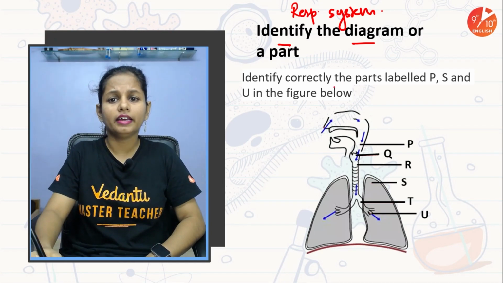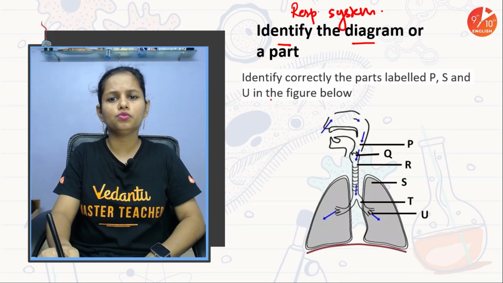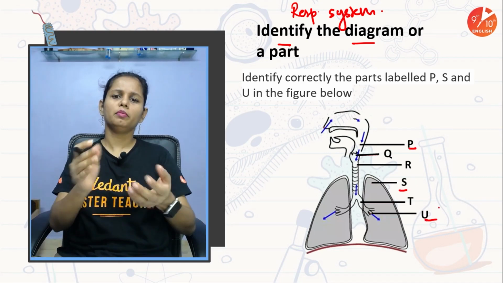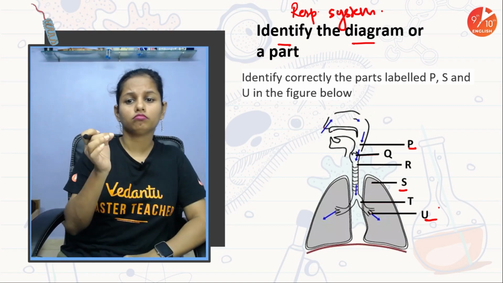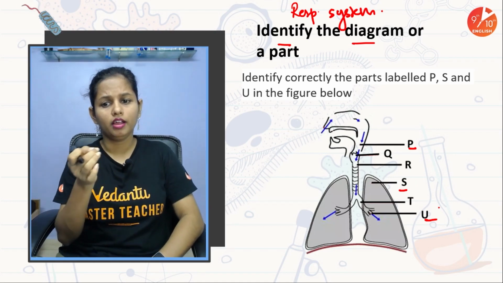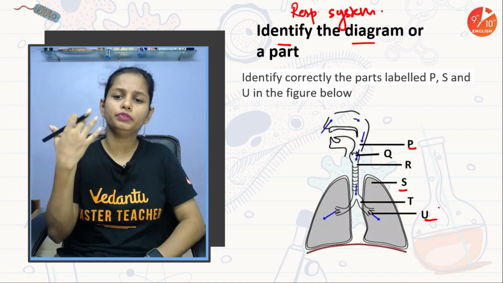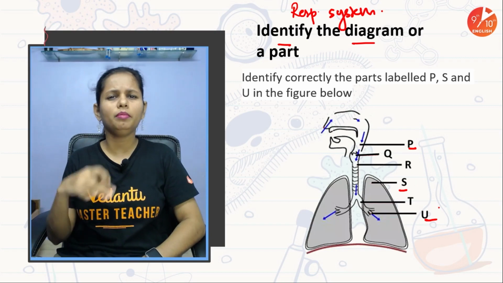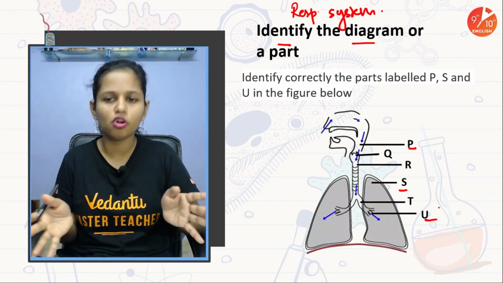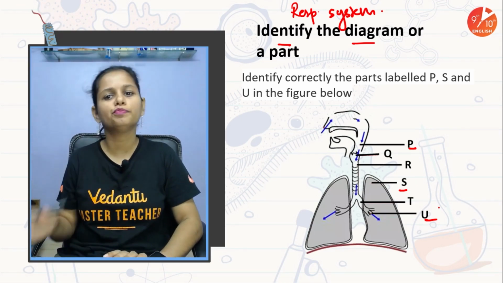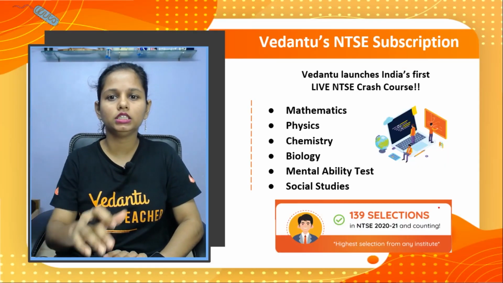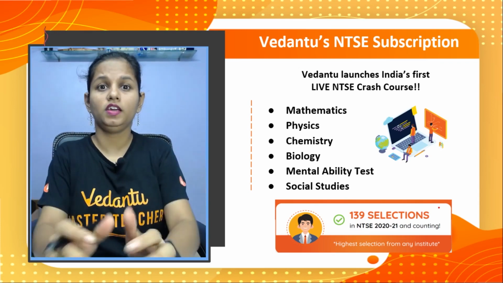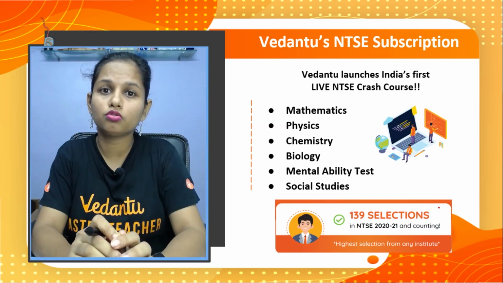Okay, and identify correctly the parts labeled P, S, U in the figure below. Okay, P, S, U. So they might give like pharynx, trachea, and bronchi, or they may give you larynx, trachea, bronchi, or they may give you nostrils, trachea, bronchi, or they might give you just confusing options. You need to pick up the correct option. Simple.